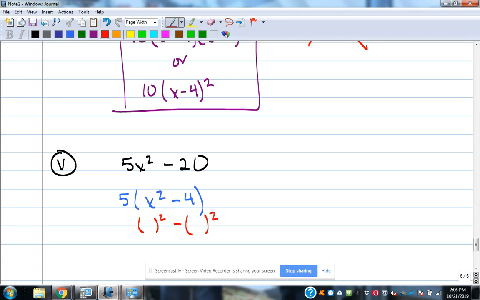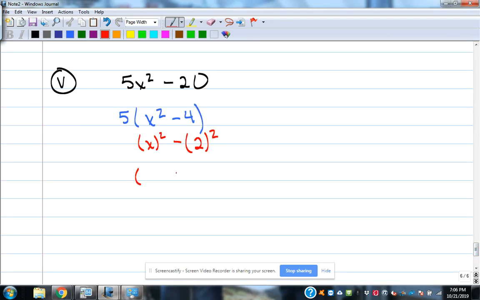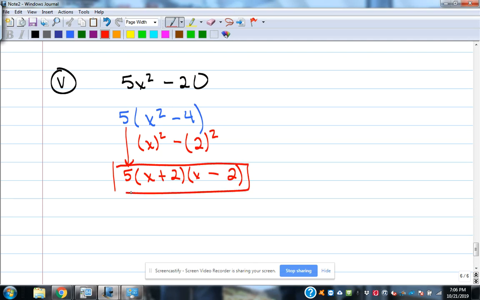That's why I'm thinking that. And then that'll be x. And what squared is 4? 2. So my factors for that part are x in the front, 2 in the back, plus and minus. What else goes in my final answer? That 5 that I pulled out at the beginning, can't leave it off. It's still there.